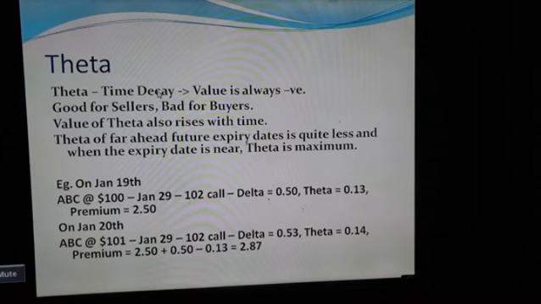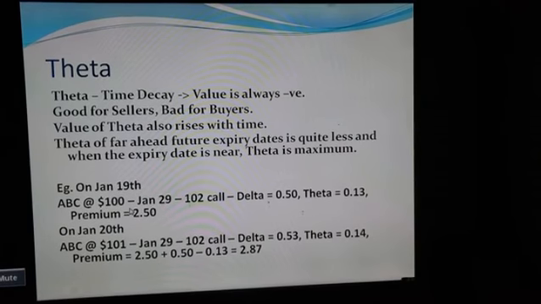Theta rises as expiry approaches. For far-ahead expiry dates, for example if you choose a June date for a particular stock option, you can see the theta will be say 0.01 or 0.09, like that. If you choose a close expiry, say January 29th or February 5th, whichever is the Friday, the theta will be more compared to the theta on June 19th options.